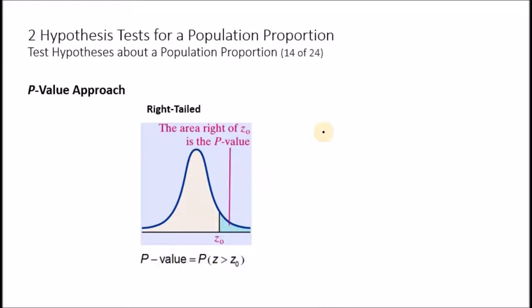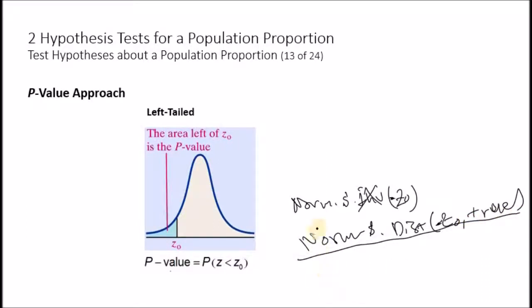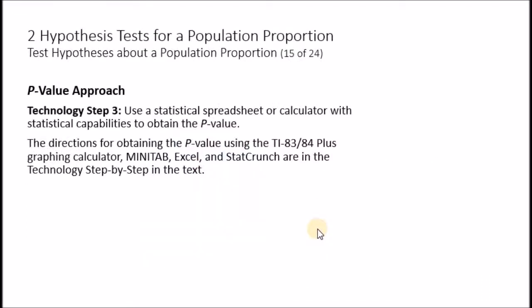If you have a right tail test, then you're going to say the area here is basically 1 minus norm.s.dist of Z naught, comma true, because this function will calculate the area to the left and we subtract that from 1 to get the area to the right, and that is exactly the p-value. I'm sorry, this is the wrong function. We're going to use norm.s.dist of negative Z naught, comma true. So that is the accurate function to compute the p-value if you have a left tail test.